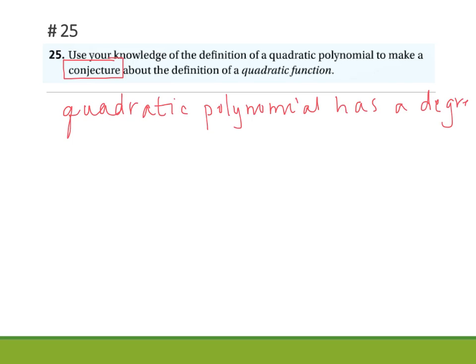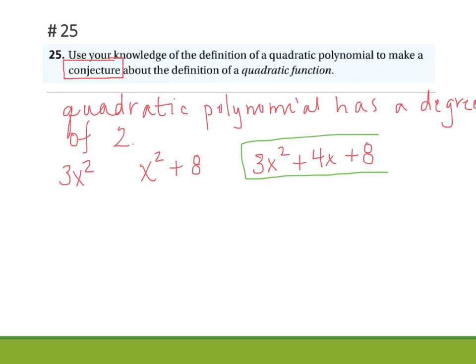So let's write some examples of quadratic polynomials. For instance, one quadratic polynomial might be 3x squared. Another one might be x squared plus 8. A third might be 3x squared plus 4x plus 8. Now recall that the third one is in standard form and has values of a, b, and c.